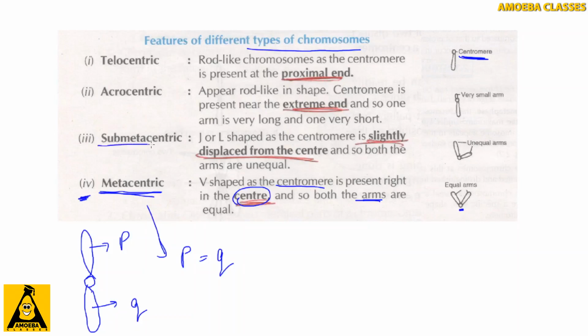The next one is submetacentric. What happens in submetacentric? The centromere is slightly displaced from the center. Okay, these are the keywords. Centromere is slightly displaced from the center. That means one arm will be bigger.